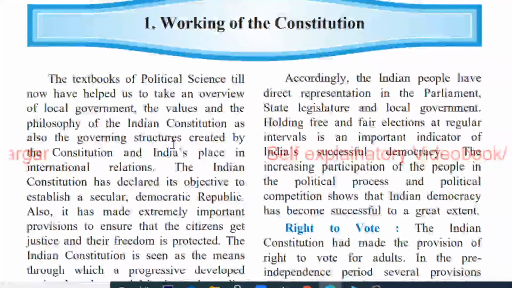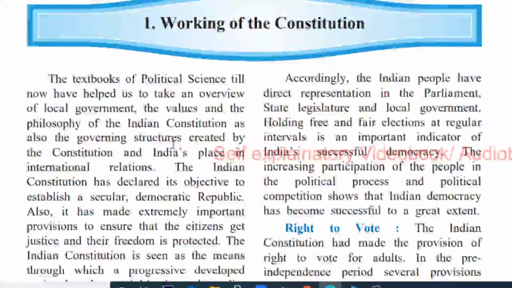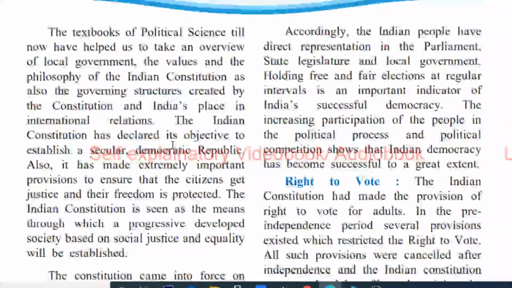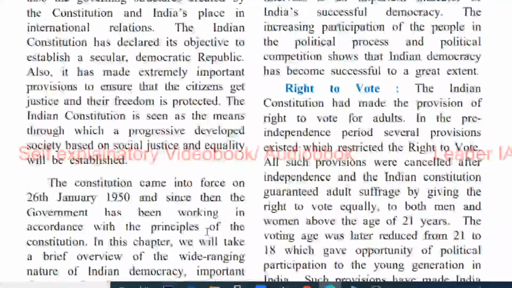The Indian Constitution declared its objective to establish a secular democratic republic. Also, it has made extremely important provisions to ensure that citizens get justice and their freedom is protected. The Indian Constitution is seen as the means by which a progressive, developed society based on social justice and equality will be built.